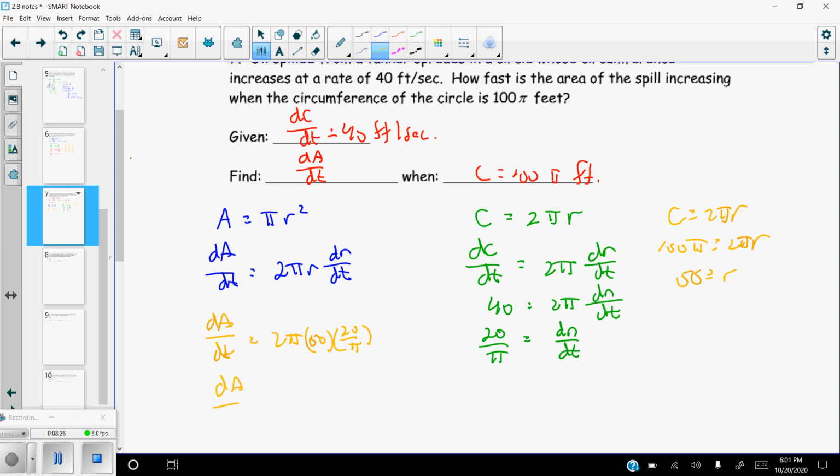So dA over dt is going to be, let's see, the pi's are going to cancel out. I'm going to get 2 times 50, which is 100. Multiplying something by 100 really adds 2 zeros to it. So 20 times 100 is going to be 2,000. So we're going to get 2,000. It's how area is changing, so it's going to be feet squared per second. So the rate of change of that oil spill is 2,000 feet squared per second. All right, moving on.